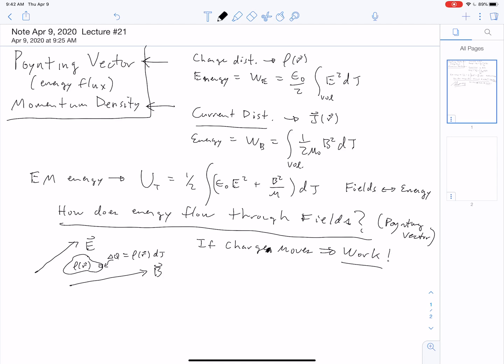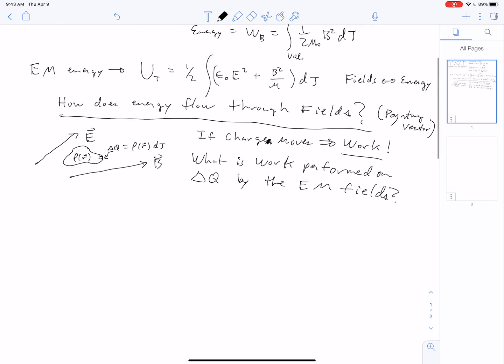And so let's ask ourselves, what is the work done on the charge? Work performed, this is how to think about it. What is the work performed on the charge, delta Q, by the fields, the electromagnetic fields? Let's ask ourselves that question. By the electromagnetic fields, what is that work? And then let's take a close look at that expression. So we know there's nothing tricky here.